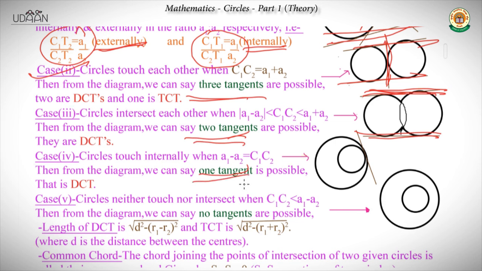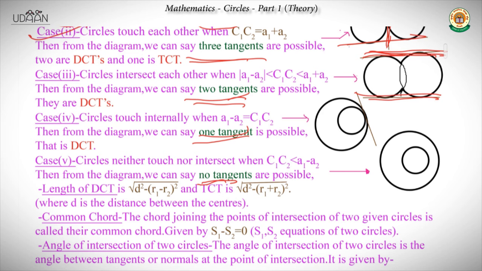I'd like to remind everybody that DCT stands for direct common tangents and TCT stands for transverse common tangents. The length of the DCT or the TCT is constant for 2 fixed circles. If the distance between the centers is d and the radii are r1 and r2, the length of DCT is given by root over d square minus (r1 minus r2) whole square, and TCT is root over d square minus (r1 plus r2) whole square.